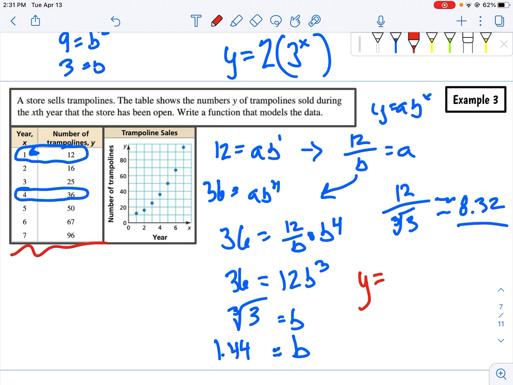So we could write our equation to model this data. Remember, trampolines sold in a year. And we can model that data as y equals 8.32 times 1.44 to the x.